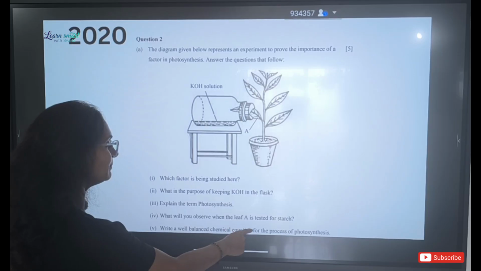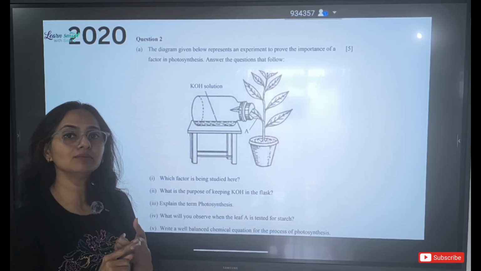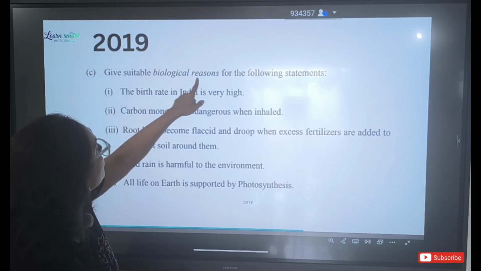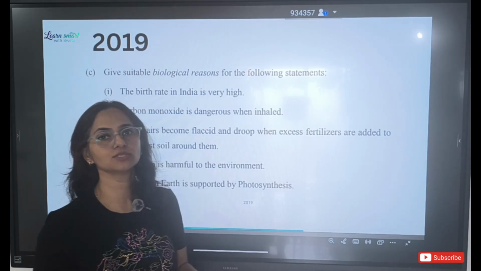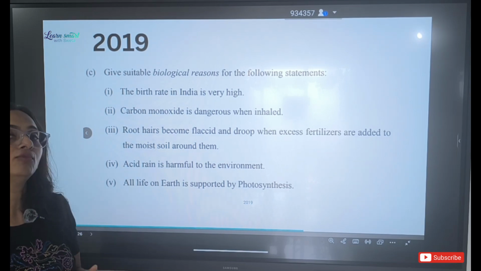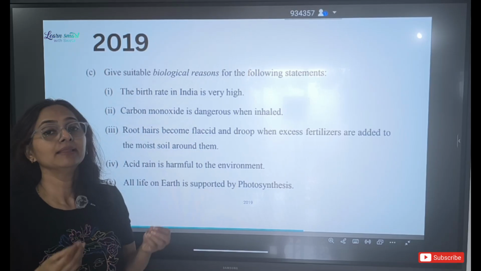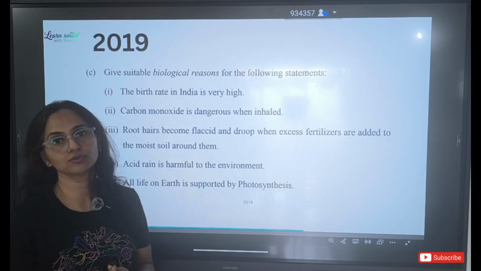Write a well-balanced chemical equation for the process of photosynthesis. Every time the equation comes, the definition comes. So practice them well. You have to give a suitable biological reason. All life on earth is supported by photosynthesis. So what will you write? The green plants have the ability to perform photosynthesis. So all living organisms, directly or indirectly, depend on the green plants. So all life on earth is supported by photosynthesis.